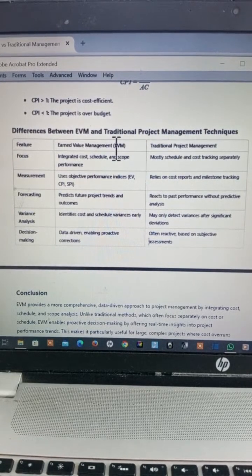We are looking at the differences between the EVM and the traditional project management technique. I'm showing you this table because I want you to relate. We have the features: focus, measurement, forecasting, variance analysis, and decision making. Under focus, earned value management helps you to integrate cost, schedule, and scope performance, while in traditional project management, what you have is mostly schedule and cost tracking done separately.